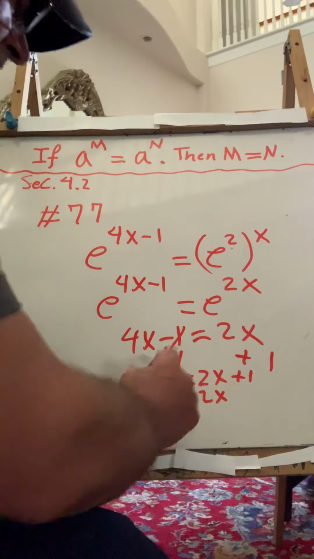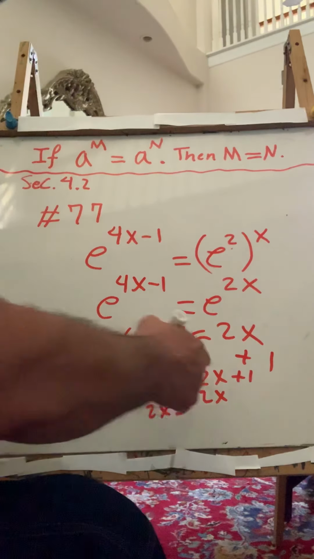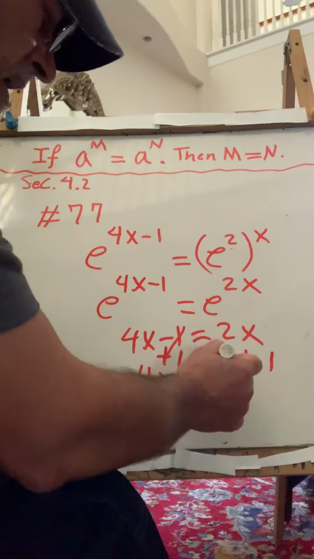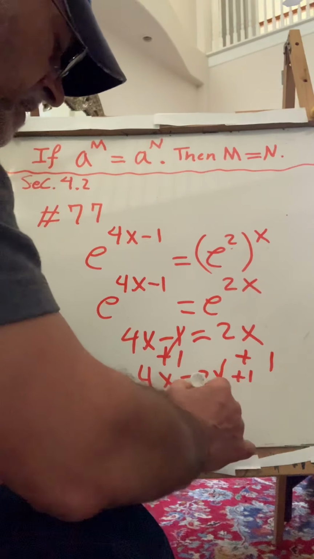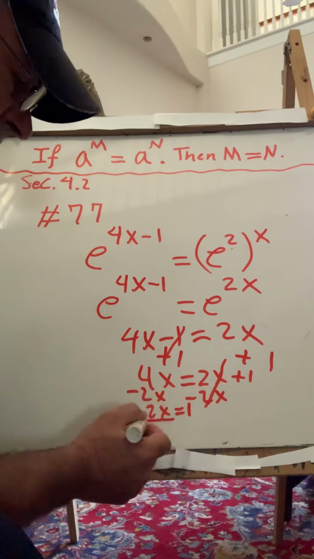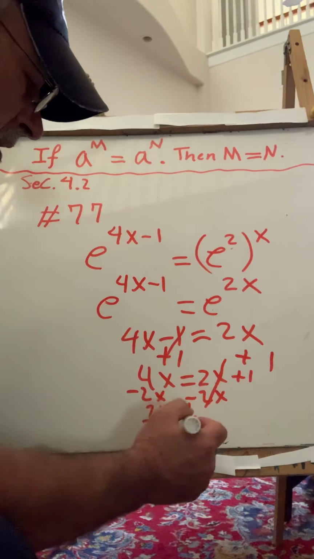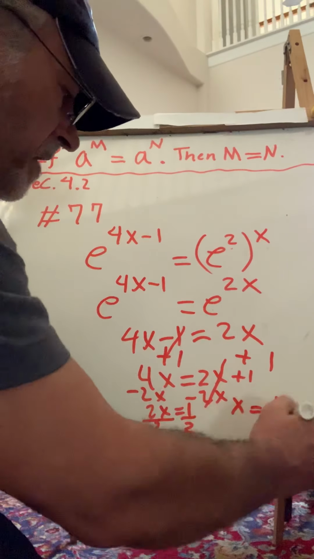And that reduces to 4x minus 2x, which becomes 2x, equals 1, because 2x and negative 2x cancel each other. And to solve for x, finally, we'll remove the 2 in front of the x, so we'll divide by 2. And so our x happened to be 1/2.